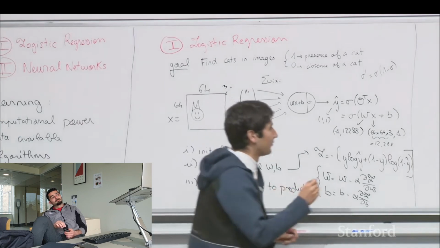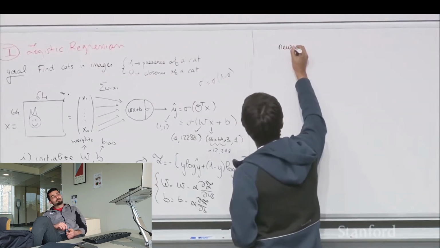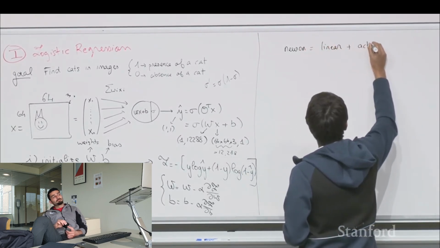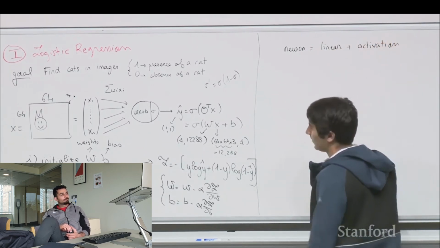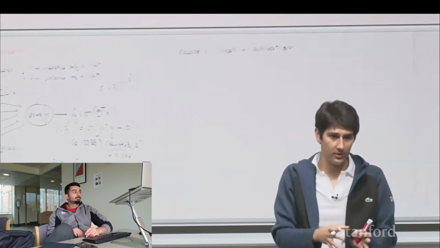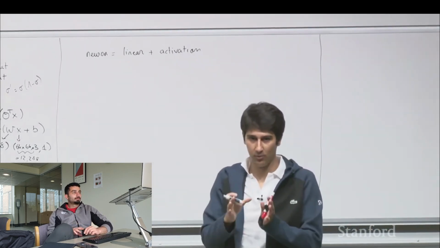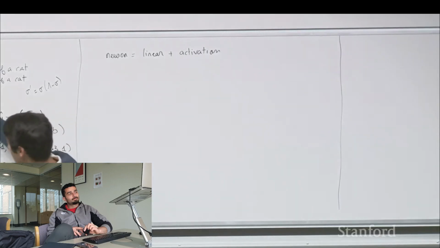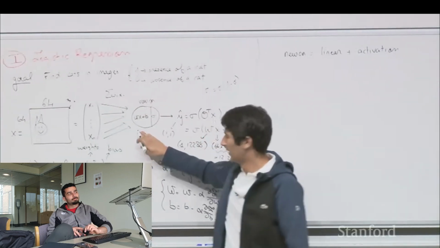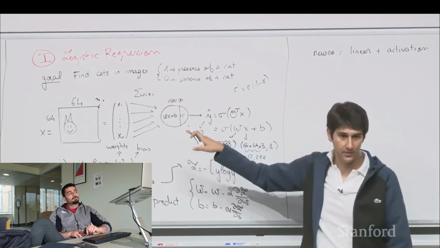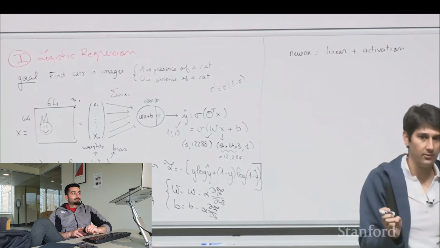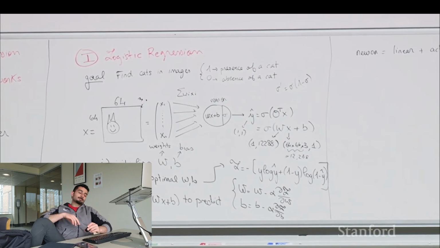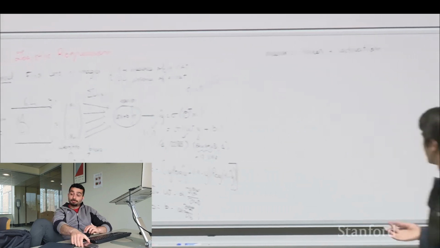So 2 equations that I want you to remember is, the first one is neuron equals linear plus activation. So this is the vocabulary we will use in neural networks. We define a neuron as an operation that has 2 parts, one linear part and one activation part. And it's exactly that. This is actually a neuron. We have a linear part, Wx plus b, and then we take the output of this linear part and we put it in an activation that in this case is the sigmoid function. It can be other functions. Okay? So this is the first equation.